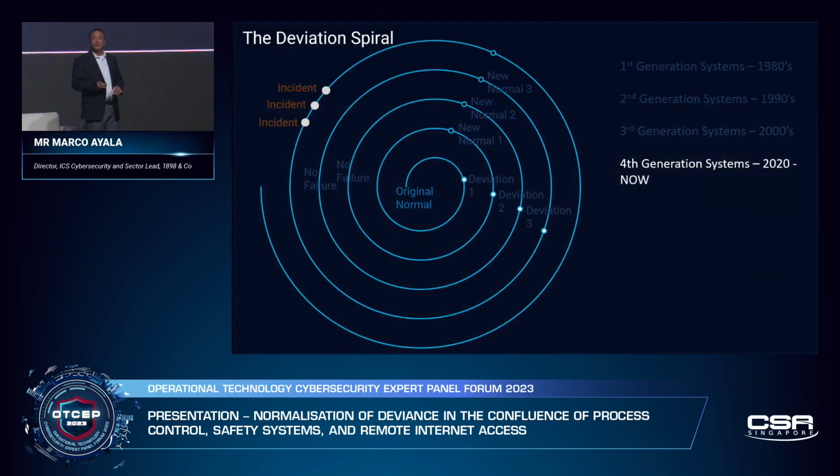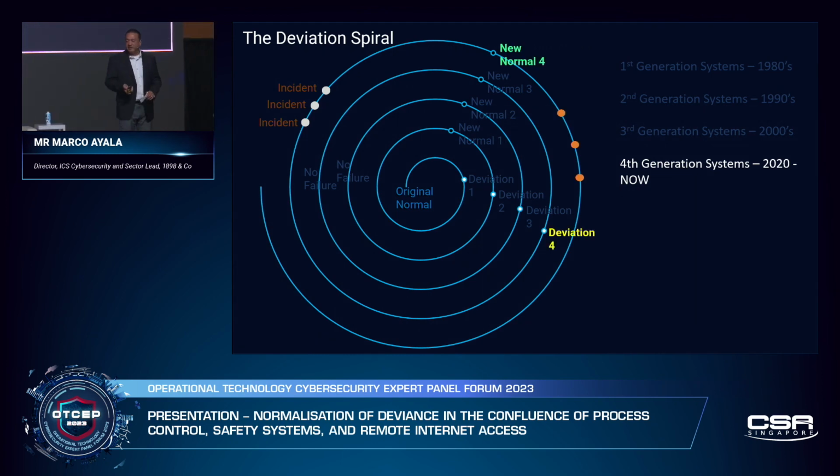Gruntled or disgruntled? So here's where we're at now, we're in deviation 4, and these other dots that I'm painting, these are some of the things that we saw with Colonial Pipeline. Here's the things that we saw with even Toyota, for example. Those are not necessarily safety systems, but my point is that we've had a lot of clear early warning indicators that we need to protect our systems.